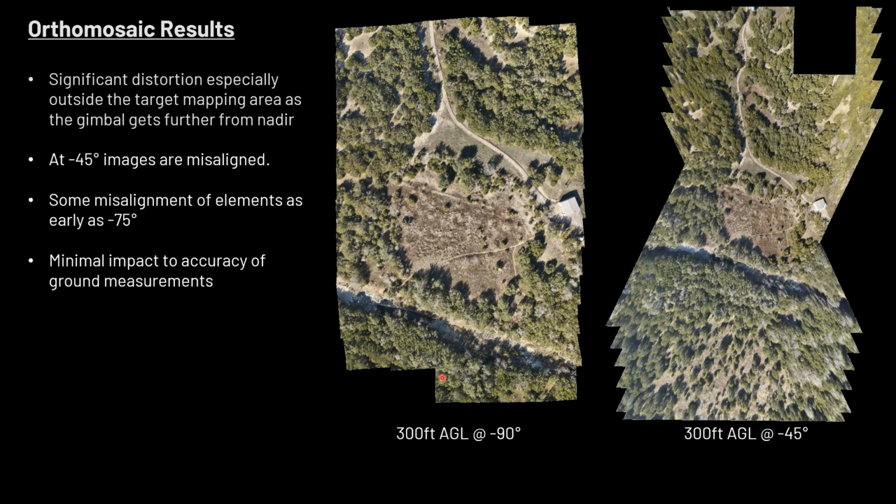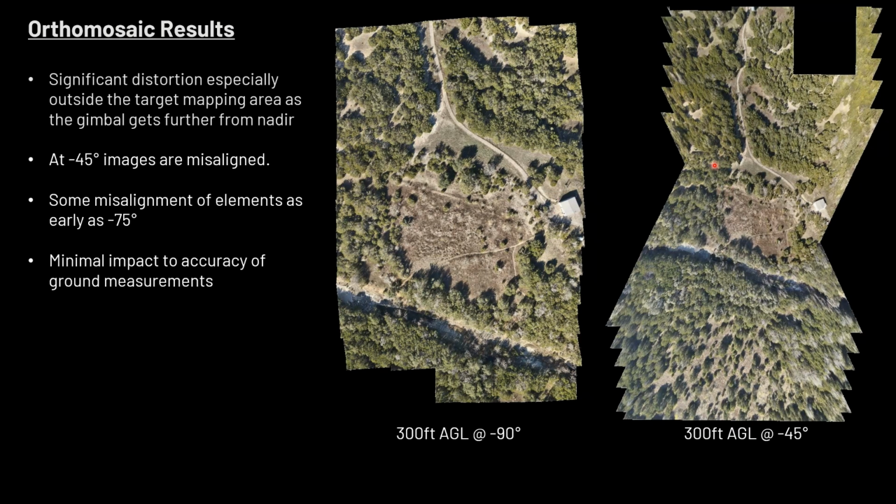As you see, we have our two orthomosaics here. These are both from the Mavic 3T, flown at 300 feet. The one on the left here was at negative 90 degrees, so nadir, and this one is at negative 45 degrees. As you see, there is significant distortion on the one on the right, the negative 45 degree one, especially as we get outside of our target area.